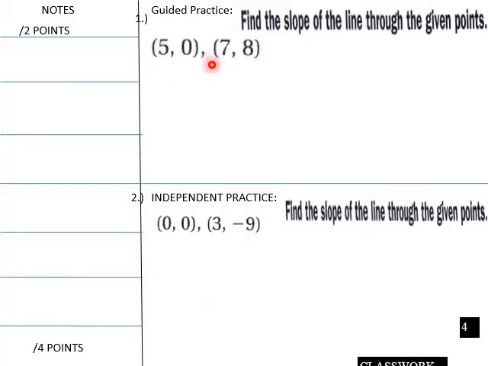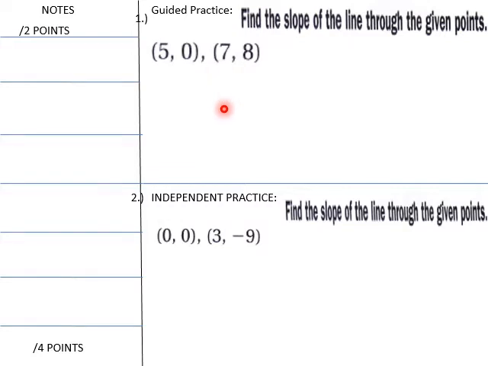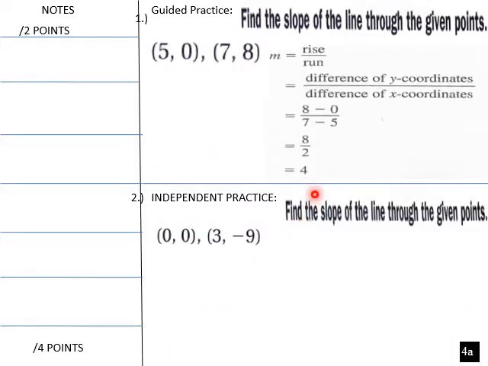Okay, students, our first guided practice for this lesson. This is your independent practice. Pay attention up here. Find the slope of the line through these two given points. So rise over run: the difference of y coordinates over the difference of x coordinates. So we go 8 minus 0 over 7 minus 5. So we have 8 over 2, which is 4. Students, this is yours.